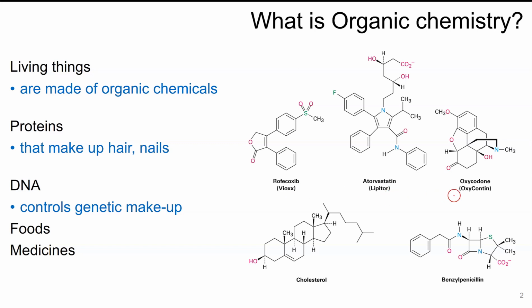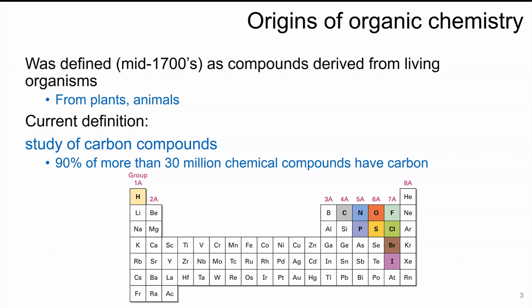We have Vioxx, Lipitor, those are cholesterol medicines. OxyContin, you may be familiar with that, very addictive drug. Cholesterol, and benzylpenicillin. Previously, organic chemistry was defined in the mid-1700s as a compound that came from living organisms, such as plants and animals. The current definition of organic chemistry, however, is just the study of carbon-containing compounds.